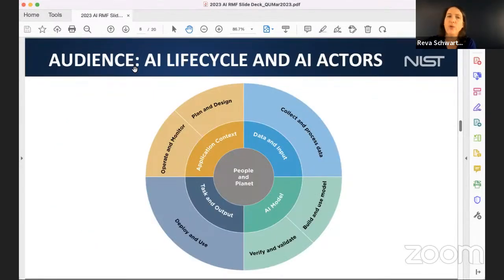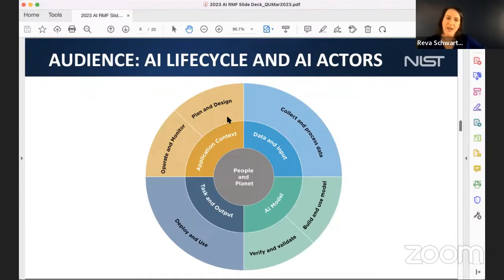But first, I want to talk a little bit about who this life cycle is for, who this framework is for. We talk about people along the life cycle as AI actors, but ultimately in the center of this life cycle, you'll see people and the planet. So the people and the planet, the general public, are not necessarily taking direct part in the development of technology, but they should be a core consideration for trustworthiness and for risks and impacts. They are the people for whom the risks and impacts splash onto, and considering them at the center and core of all of this is really important.